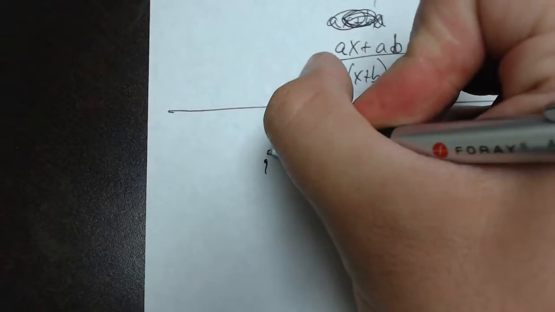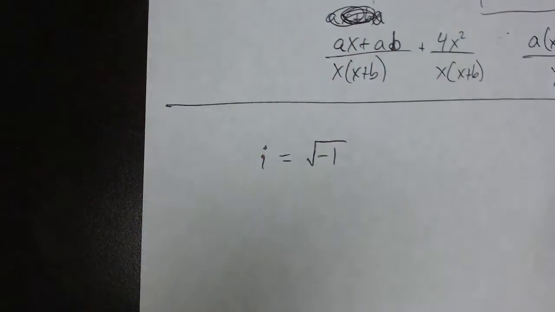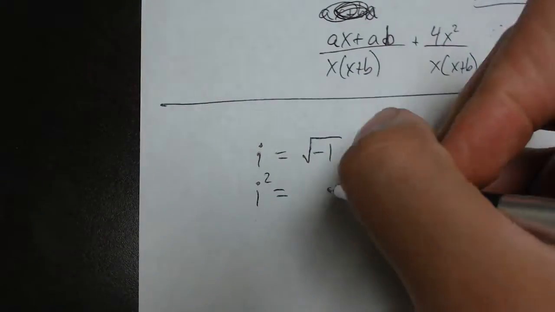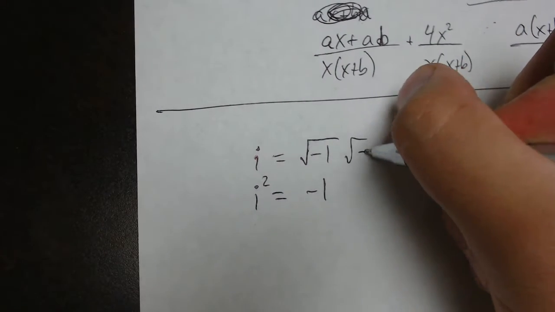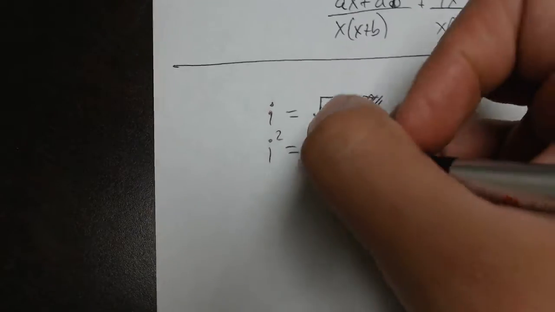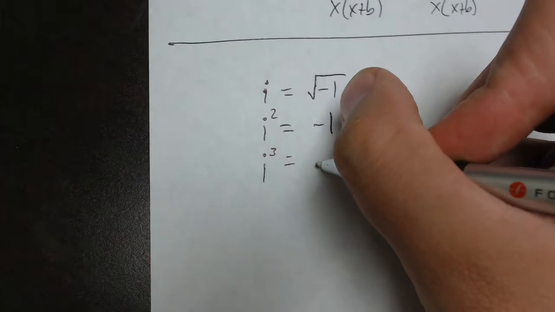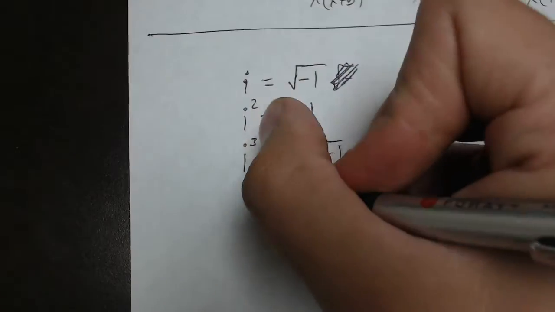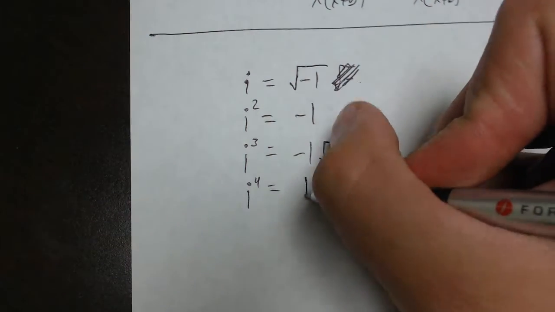And the number i is equal to the square root of -1. Right? And then when you run into numbers like i squared, that's just equal to -1. And the reason why is because the square root of -1 times the square root of -1 just gives you -1. And then if we run into i cubed, that gives us -1 times the square root of -1. And then i to the power of 4 just comes out to be positive 1.